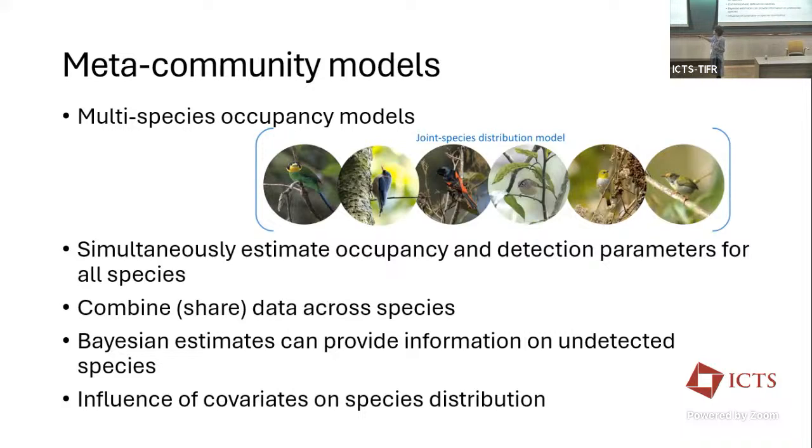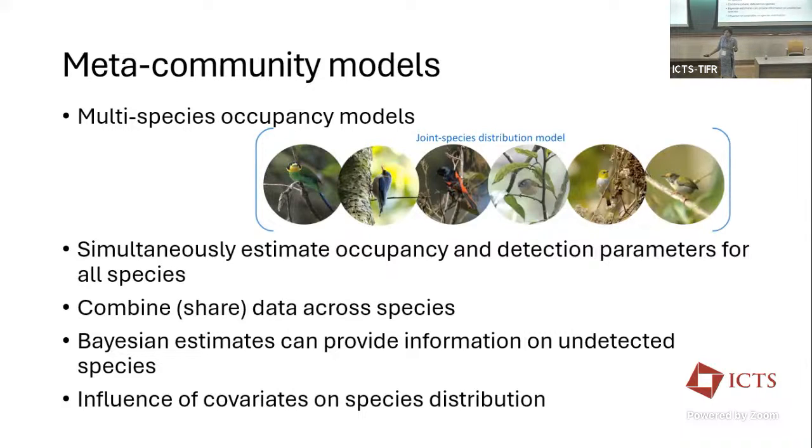This is an example of birds, which Varun had spoken about earlier. Byung Sem has done this for his PhD work. So essentially, there are about, I think, 128 species that he looked at. You can take all of the species in a community, stack them one on top of each other, and look at all of them together as a community rather than separately and individually. So you simultaneously estimate occupancy and detection parameters. By now, everybody knows what occupancy and detection parameters are. You are sharing information across all of the species.